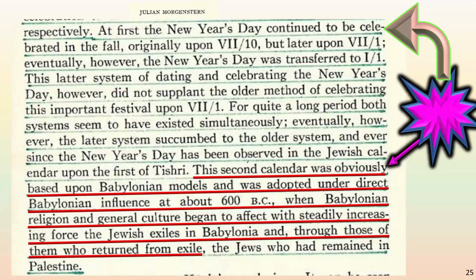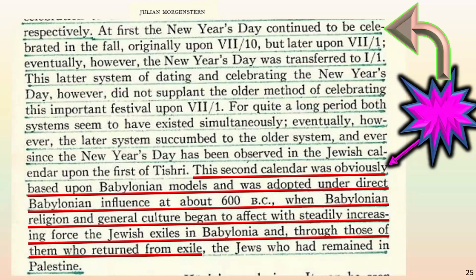This second calendar was obviously based upon Babylonian models, and it was adopted under Babylonian influence around 600 BC, when Babylonian religion and general culture began to affect with steadily increasing force the Jewish exiles in Babylonia and, through those of them who returned from exile, the Jews who had remained in Palestine. This is so true when you go through the Old Testament history; you can see this happening. Of course, it was Babylon.